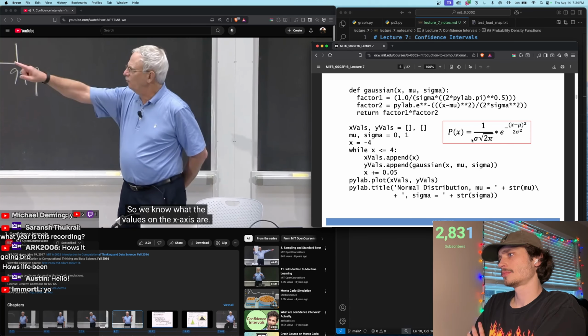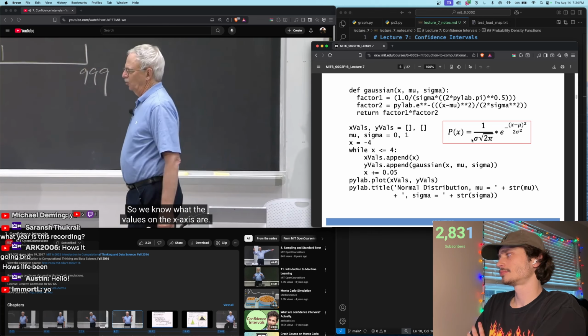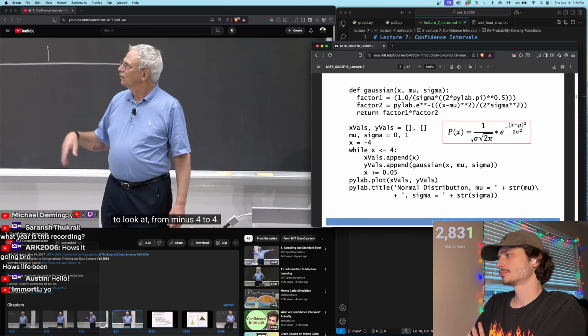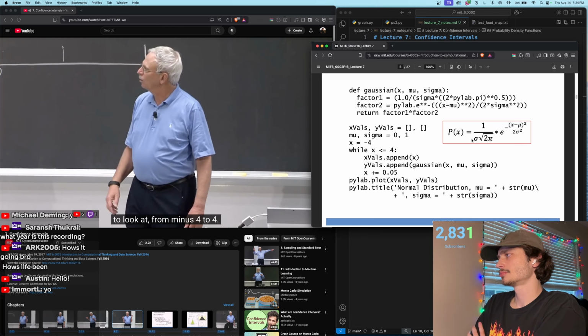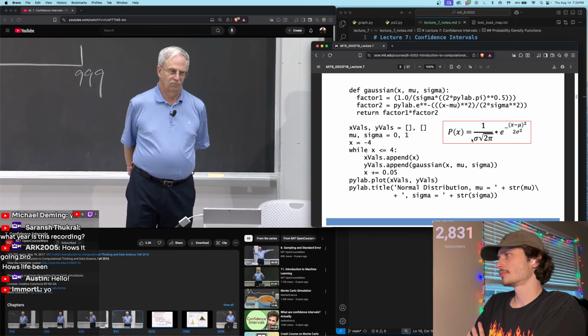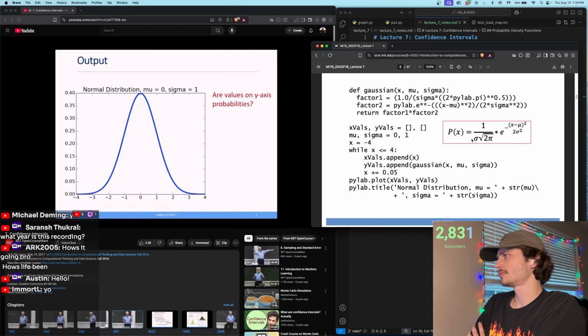So we know what the values on the x-axis are. Those are the values I happen to want to look at, from -4 to 4. What are the values on the y-axis? The factor that was given, from the Gaussian? We kind of would like to interpret them as probabilities, right? But we could be pretty suspicious about that.